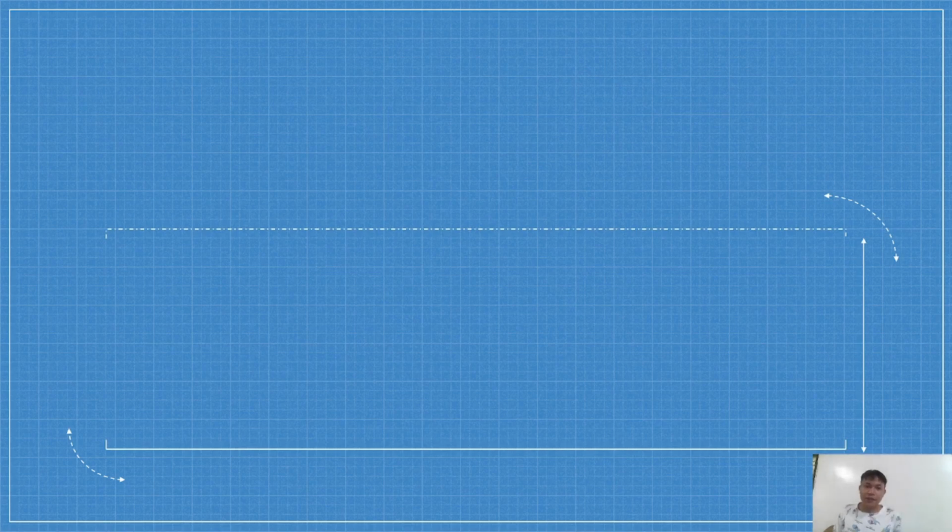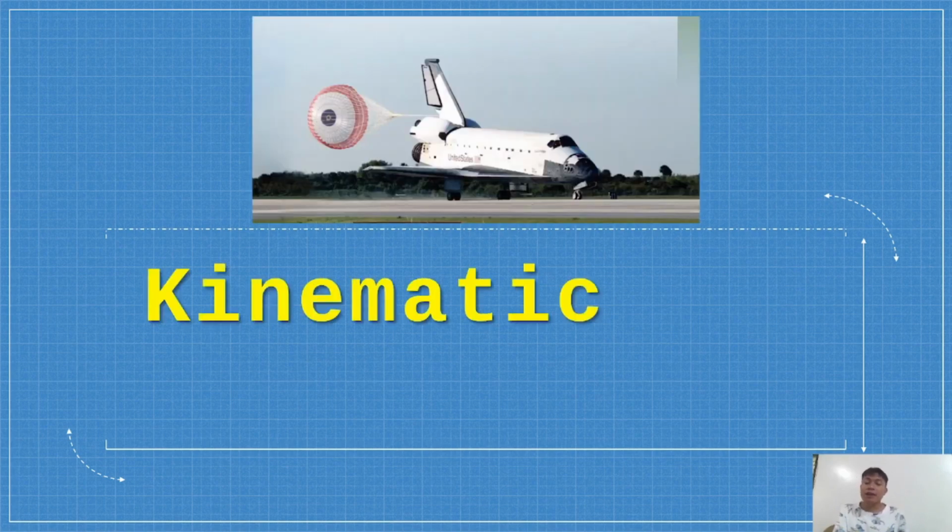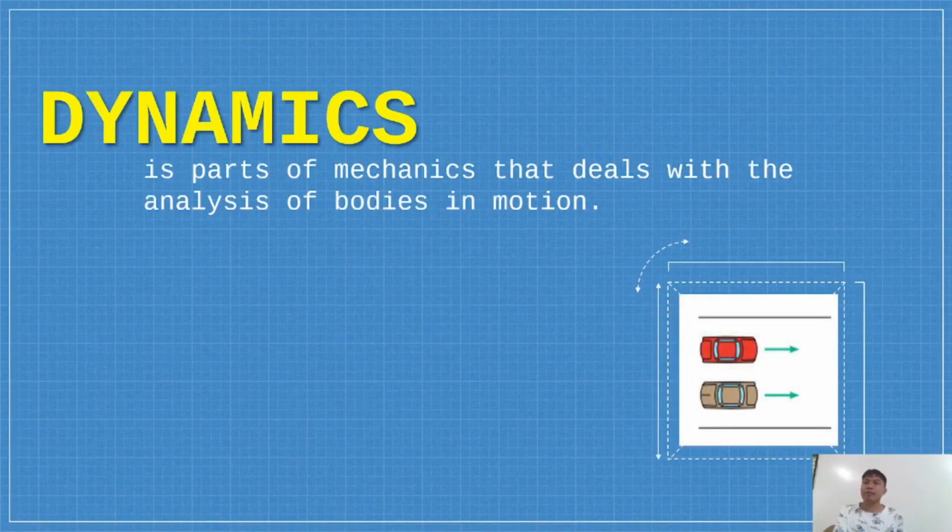Good day, everyone. Today, I'm discussing three chapters of our reference textbook, which is Vector Mechanics for Engineers, 10th edition by Beer, Johnston, Mazurek, and Cornwell. So the first part will be the kinematics of particles. In dynamics, as a definition, dynamics is a part of mechanics that deals with the analysis of bodies in motion.